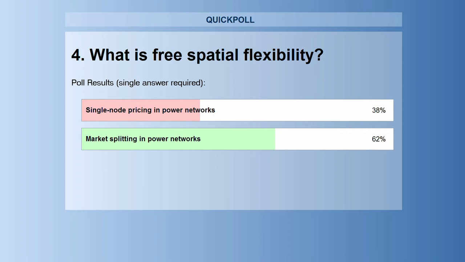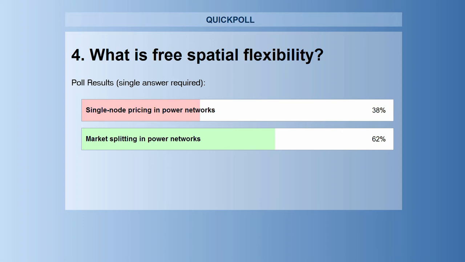Well, the answer is that single node pricing is the free spatial flexibility we are considering. The idea is that single node pricing creates a zone where all injection and withdrawals from the power network are the same. You have only one price for all the zone. So all the differences in cost among different points are socialized and managed by the system operator. So in fact, the spatial flexibility is given for free.